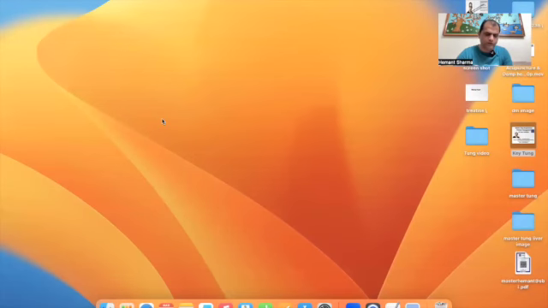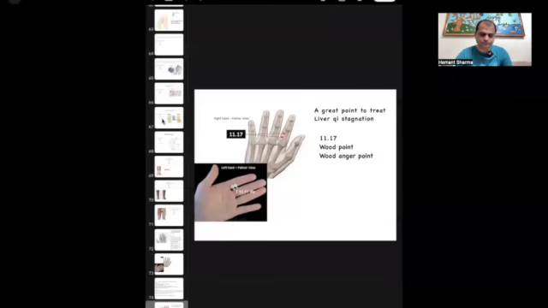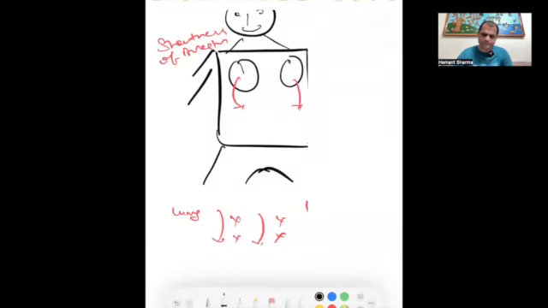But as per Master Tung, index finger points are very good for the large intestine and liver. Then we can see the concept of Master Tung, why the liver. Master Tung is explaining it in this way.